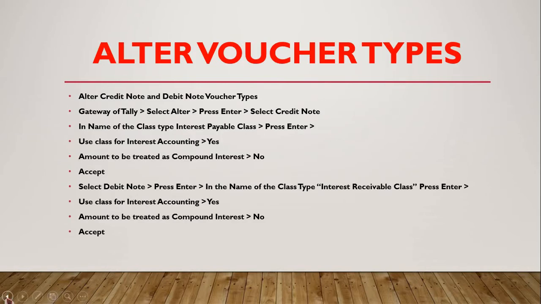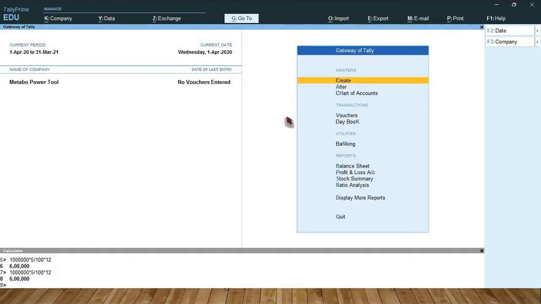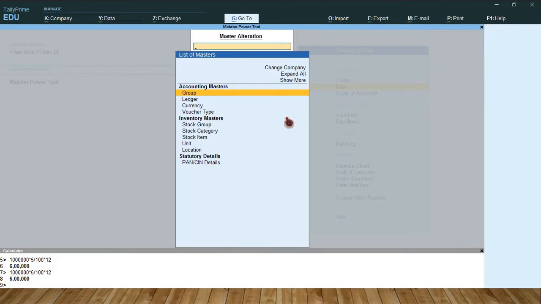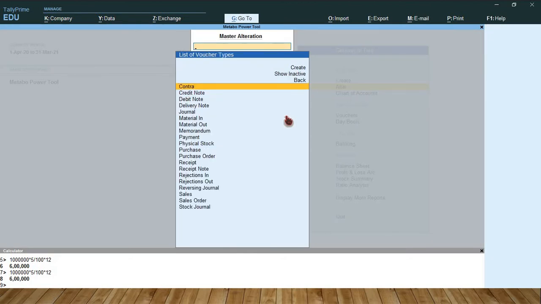So here, alter voucher types. Alter credit note and debit note voucher types. So Gateway of Tally, select alter, press enter, select credit note. Select alter, press enter, go to accounting master, select voucher type, select credit note.